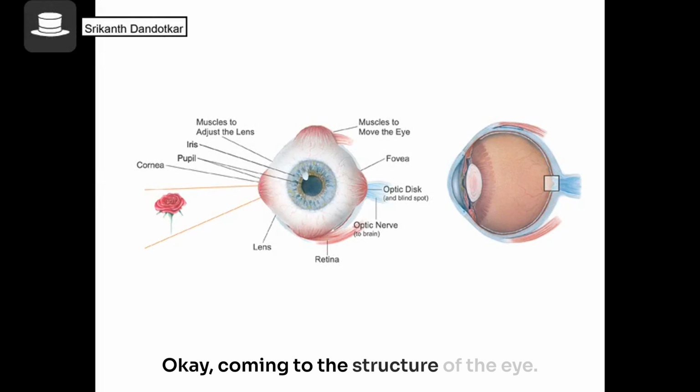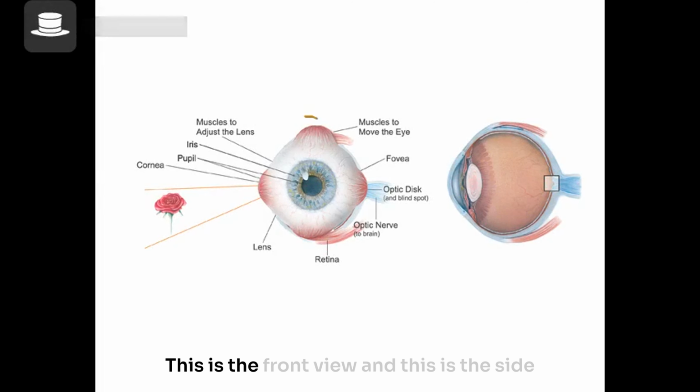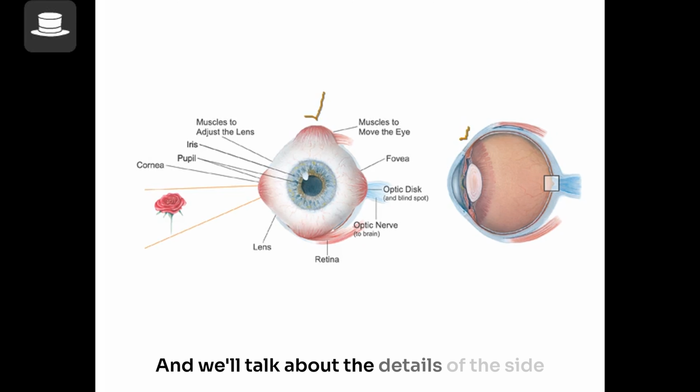Okay, coming to the structure of the eye. This is the front view and this is a side view. And we'll talk about the details of the side view of the eye in the next slide. For here, I just wanted to give you the basic elements of the eye structure. If you look at it, it's a circular structure. It's like a ball. That's why we have the eyeball, right? And with a narrow opening.